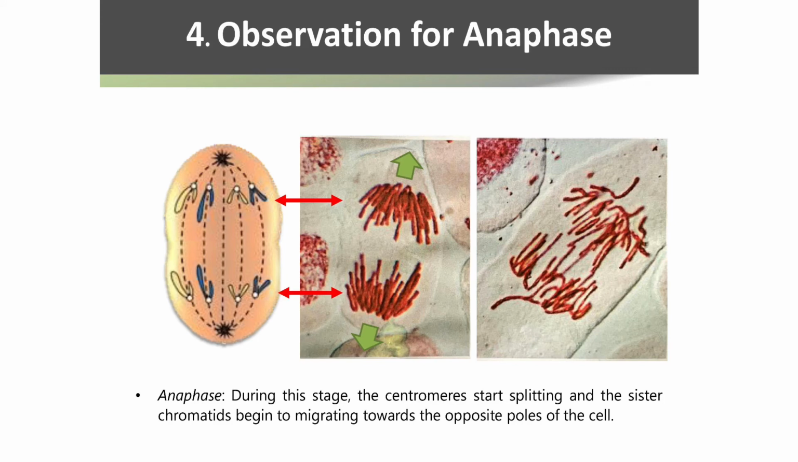The stage after metaphase is anaphase. During anaphase, the centromeres start splitting, and the sister chromatids begin migrating towards the opposite poles of the cell. We highlight the splitting directions with green arrows.